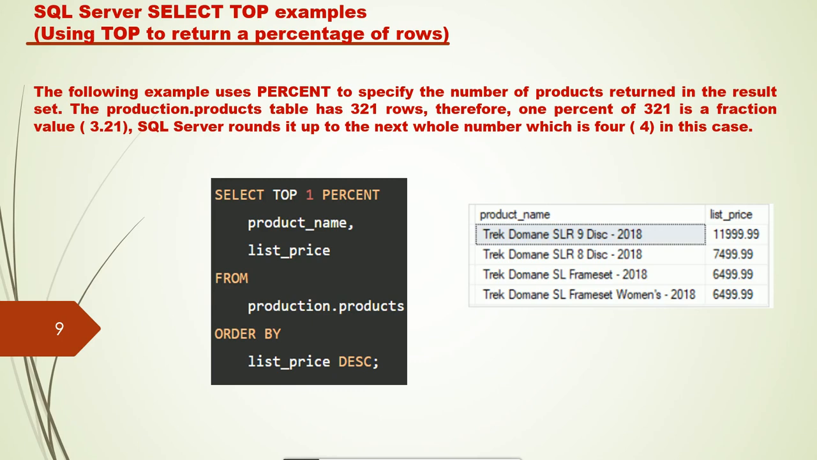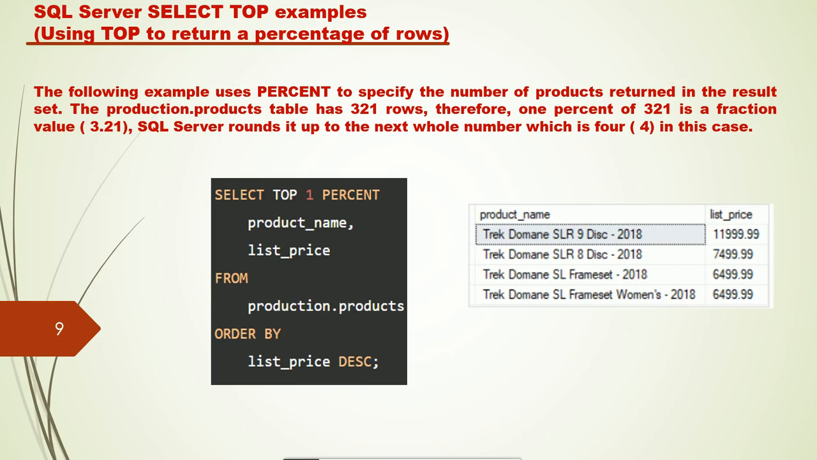So let's see, we will write the query: SELECT TOP 1 PERCENT. So here you have mentioned PERCENT along with the SELECT TOP and the percent number, 1%, then field names, product name, comma, list price, from production.products, and ORDER BY list price DESC in descending order.